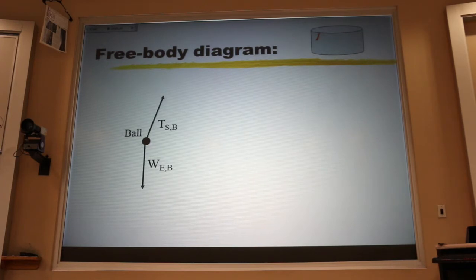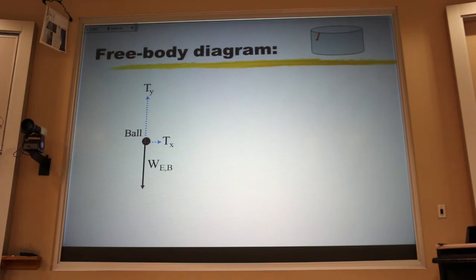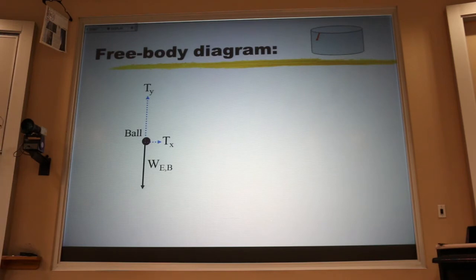Now, if I take that tension force and I break it up into components and I throw away the original and I just use the components, that diagram screams. But it doesn't scream out, it screams in. Why would that be? I mean, we saw the ball move out. Why would the diagram scream in? Talk to your neighbor. Why would it scream in? Because it's turning in a circle.